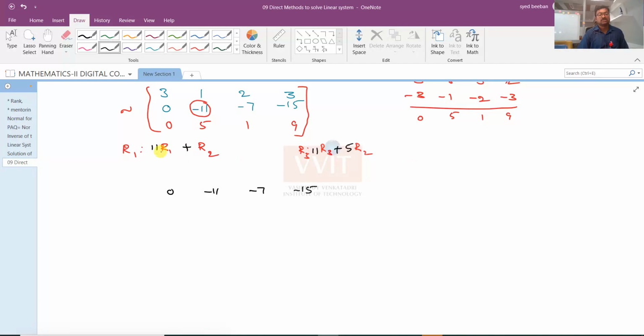And as per that, 11R1 will be 33, 11, 22, 33. And R2 is 0, negative 11, negative 7, negative 15. Then if I simplify here, 33 will be 0. Here, did I make any mistake?